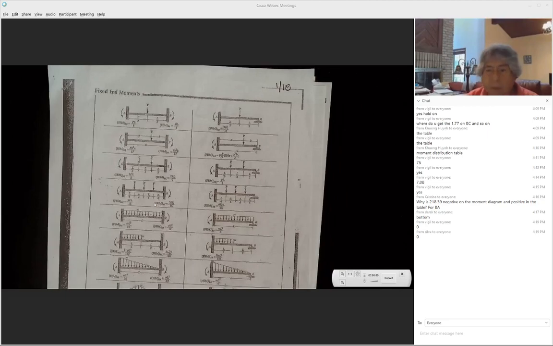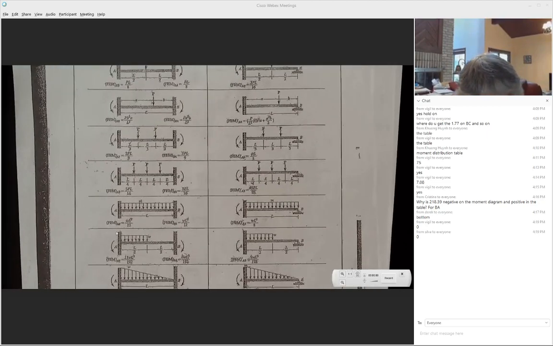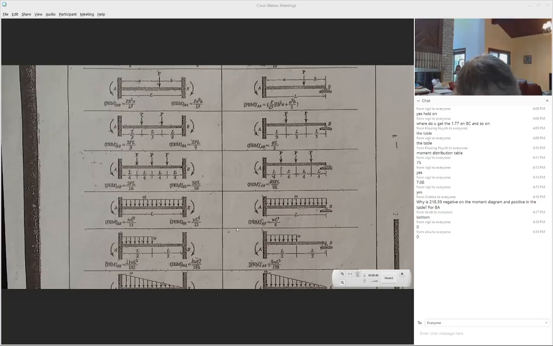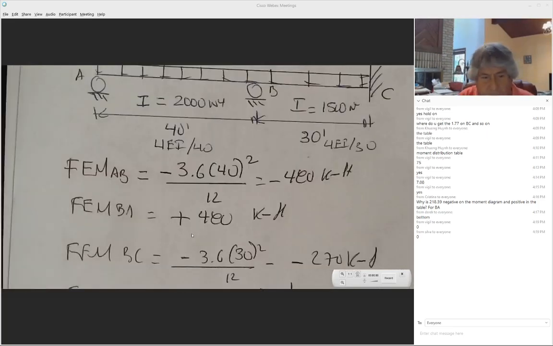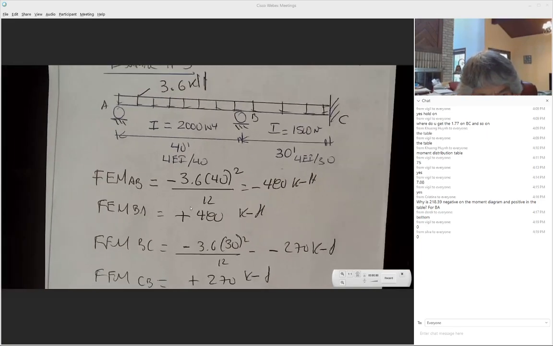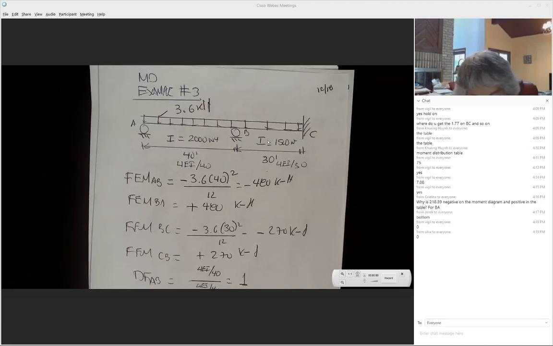It comes from this table. And so all the fixed moments come from this table. This is the W squared over 12 negative, W squared over 12 positive. So I'm computing the moment. The load is 3.6, W squared over 12, negative, W squared over 12. The same happens on this side.